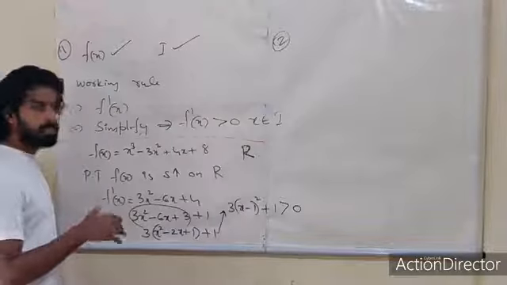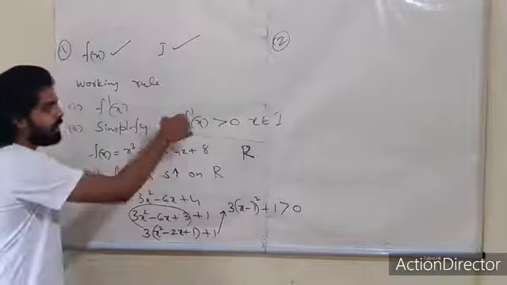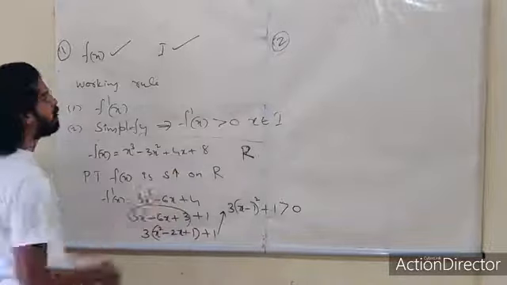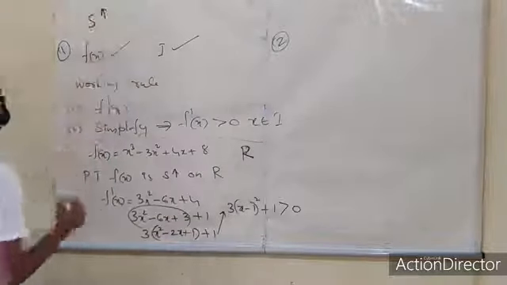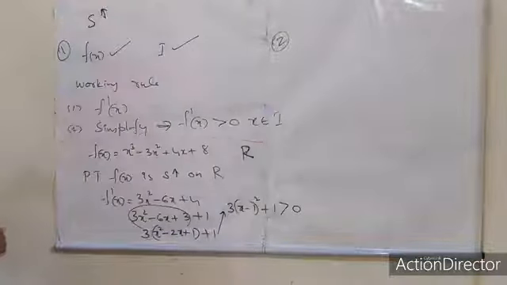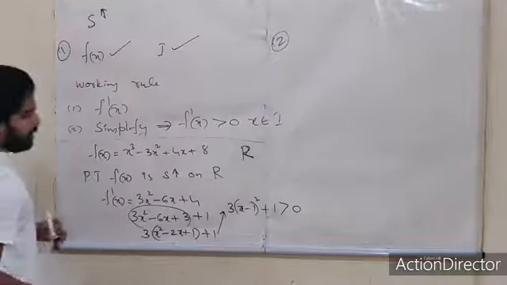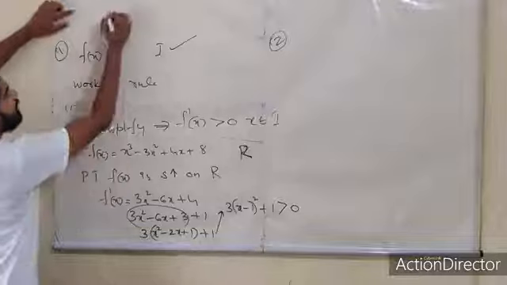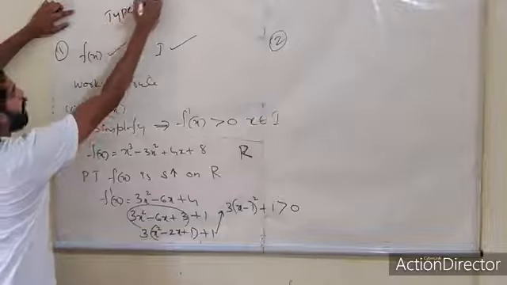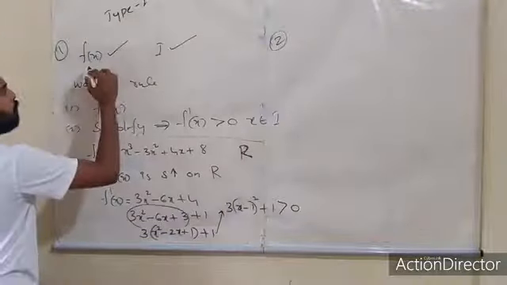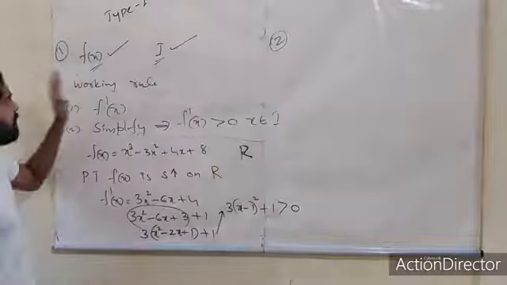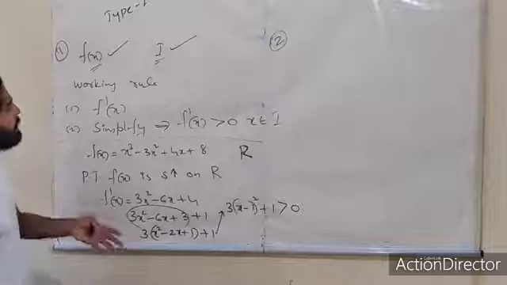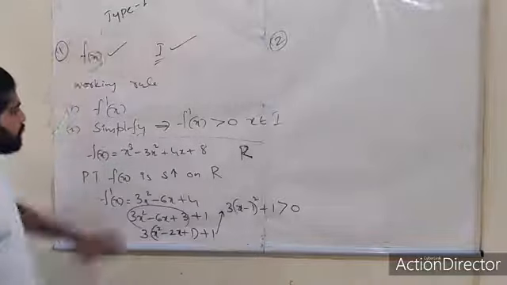If we have to prove that the function is strictly decreasing, we have to prove that f dash x is less than 0 for x belonging to the interval. This is for proving the function is strictly increasing. So this is one type of problem, type 1. You will be provided a function and an interval, and you have to prove that the given function is strictly increasing or strictly decreasing in the given interval. This is the working rule.